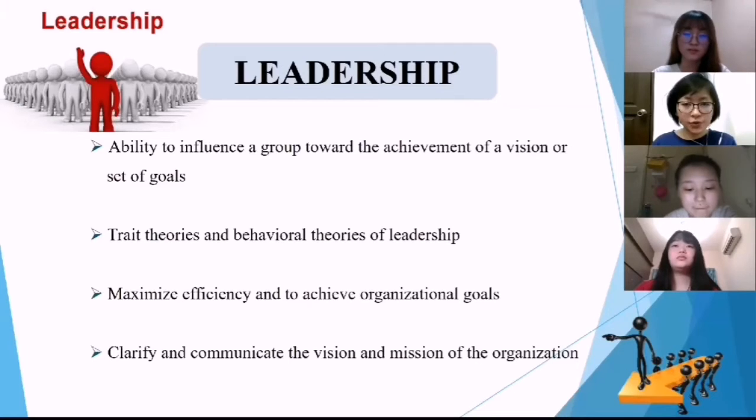Leadership is also an important function of management which helps to maximize efficiency and achieve organizational goals. Leaders can clarify and communicate the vision and mission of the organization to the people. This will provide employees with an understanding of the organizational direction and help them understand their roles and responsibilities.